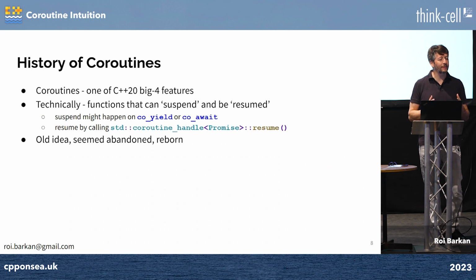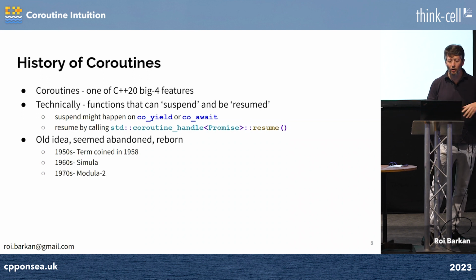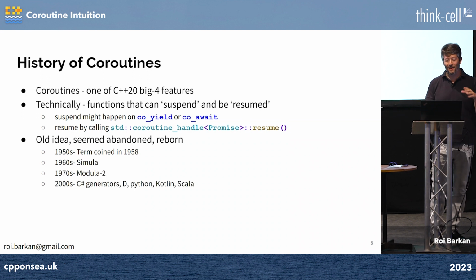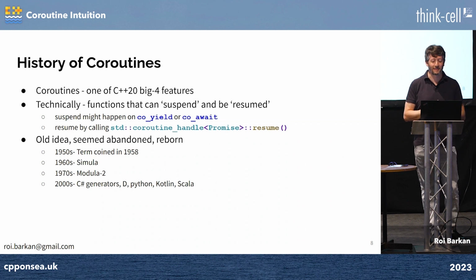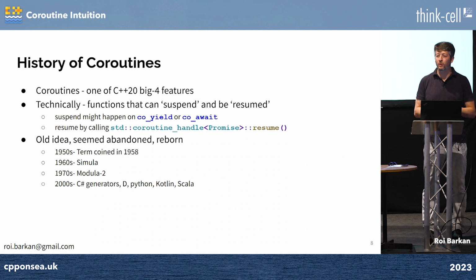It's an old idea, and it seems that it was abandoned for a period of time, and then it was reborn. So coroutines appeared in the computer science arena as early as the 50s. The term was coined in 1958. And then the Simula language and Modula and other languages had that in the 60s and 70s. But then there was a gap until the 2000s when coroutines were less and less popular. And there can be many reasons for that. I can let you speculate. I don't think it really matters.